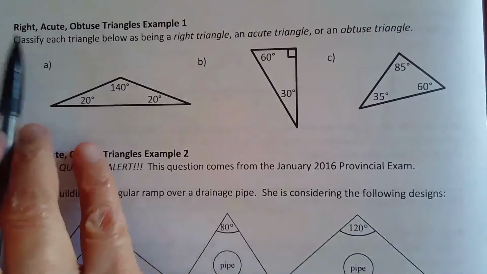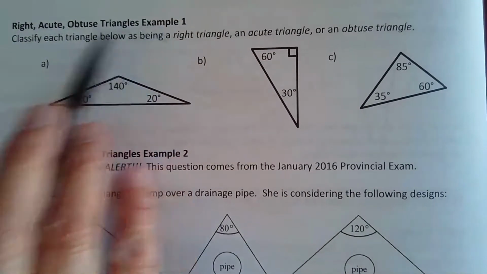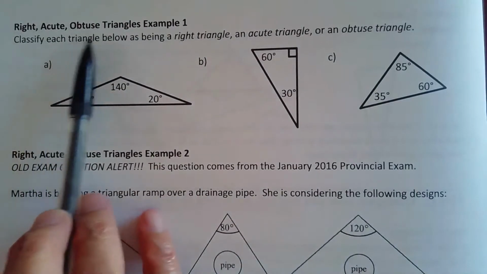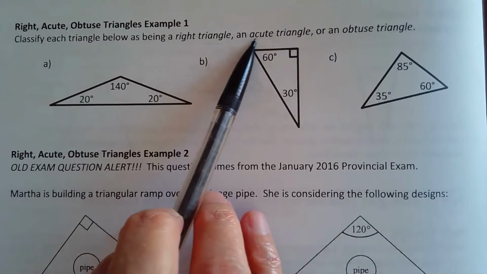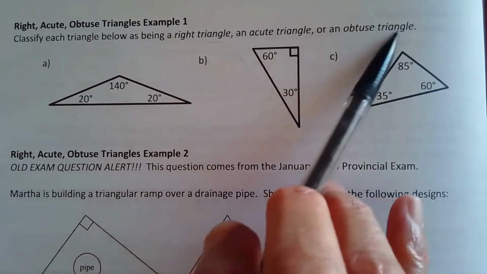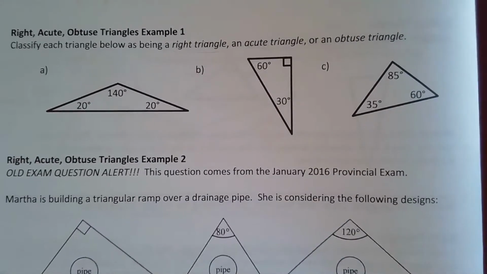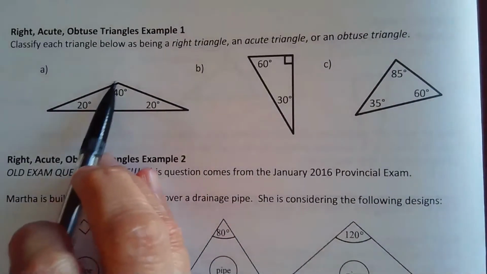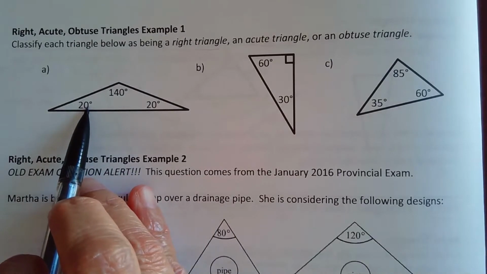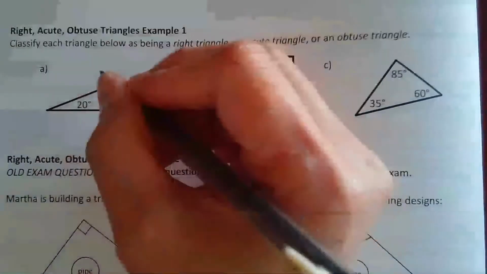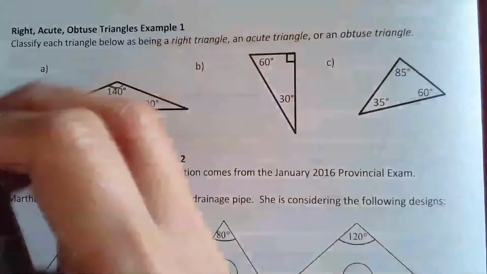It says here, write acute, obtuse, triangle example. Classify each triangle below as being a right triangle, acute triangle, or an obtuse triangle. So here we go. Which one is this one? I see an angle. One angle is more than 90 degrees.